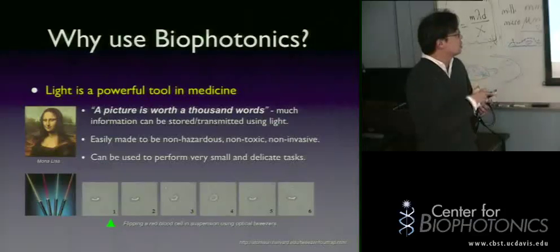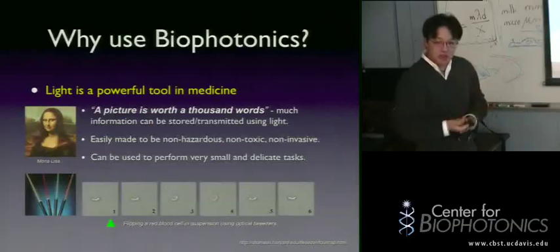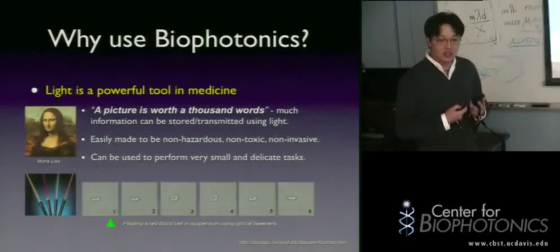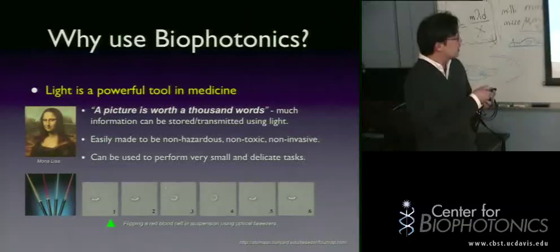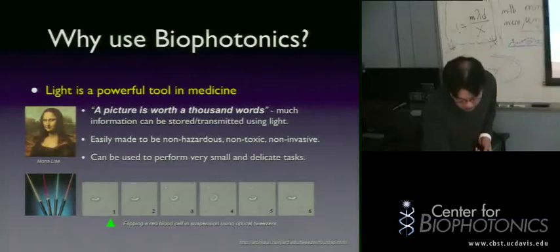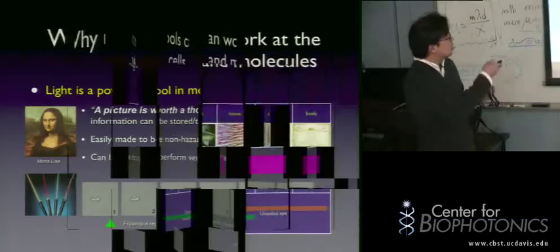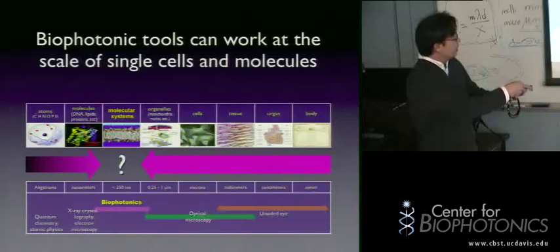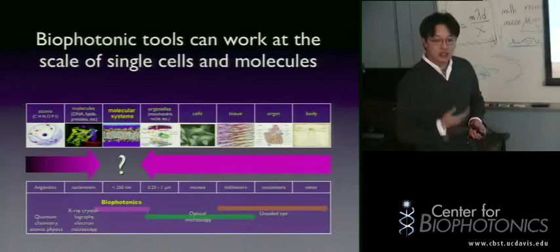This is an introductory slide you may have seen already, but why use biophotonics? It's because light is an extremely powerful tool in medicine. In terms of carrying information, there's a lot of information you can get from simply shining light on tissue. The fact that it can be used to perform very small and delicate tasks is shown in this slide, which shows the scale of biology, going from single atoms all the way up to the whole body. And down here are a number of different research techniques we've had in the past to study biology.